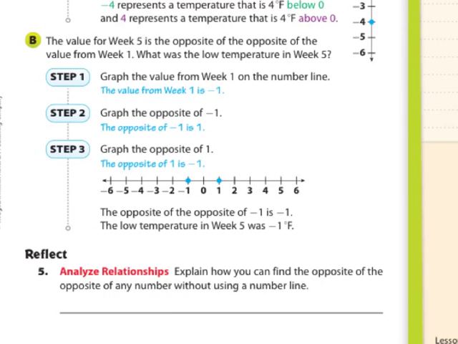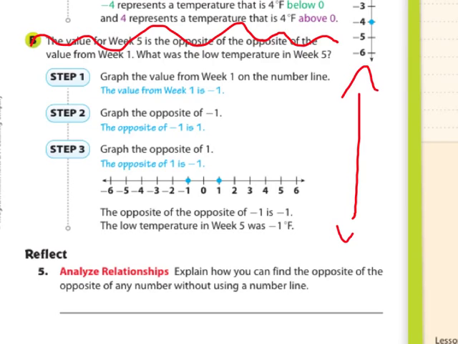Hey guys, it's Lyndee, and so we are back with the other half of the page of opposites on a number line. And so we are not going to do B. So first, we're just going to draw a number line over here because the half is not there. So we're going to draw one ourselves.